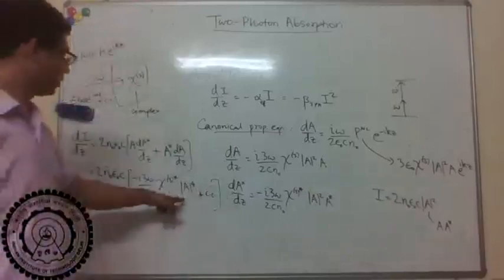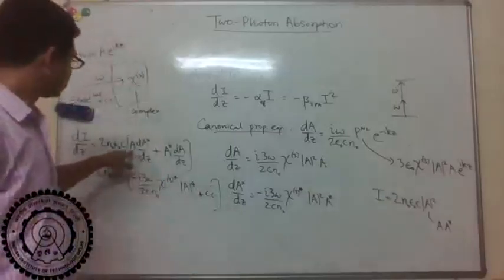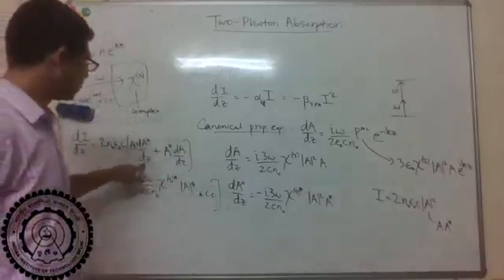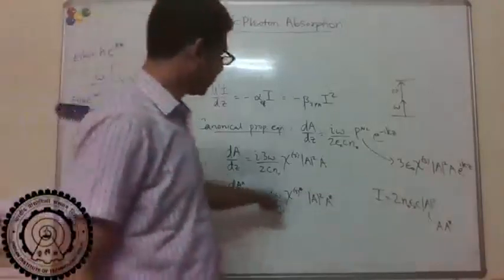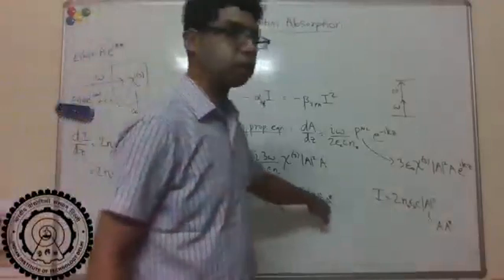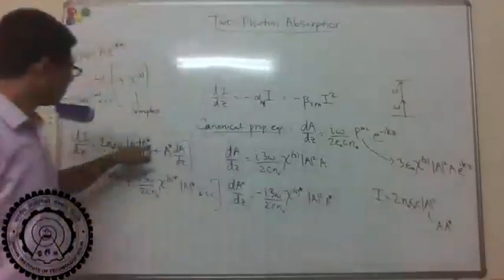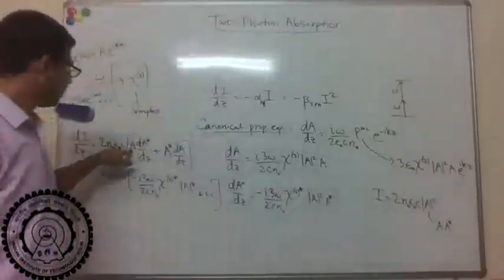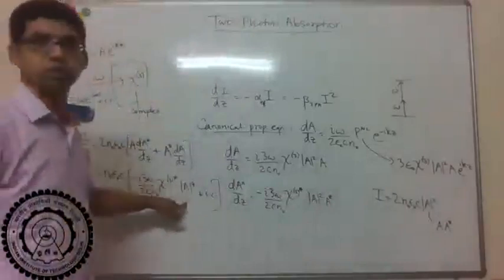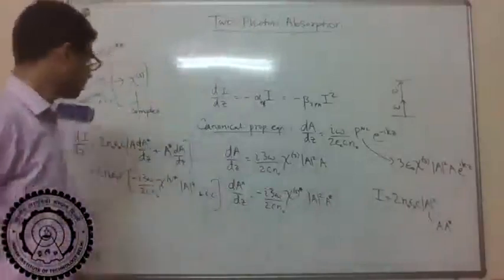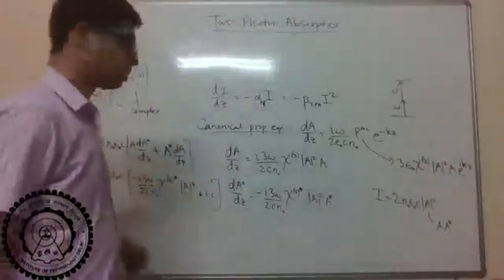Okay, so you can see, if you look at this first term, I have A times dA conjugate by dz, and dA conjugate by dz has mod A square A conjugate. So I get mod A square A conjugate, and then multiplied by A, which means I get mod A to the fourth. Okay. Then the other term is just the complex conjugate of this.